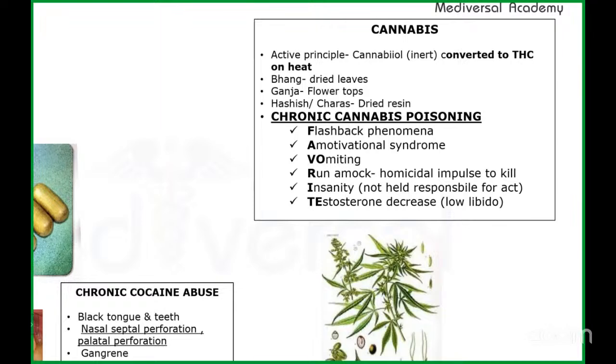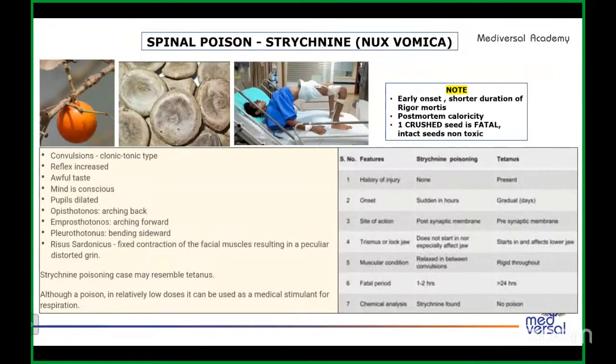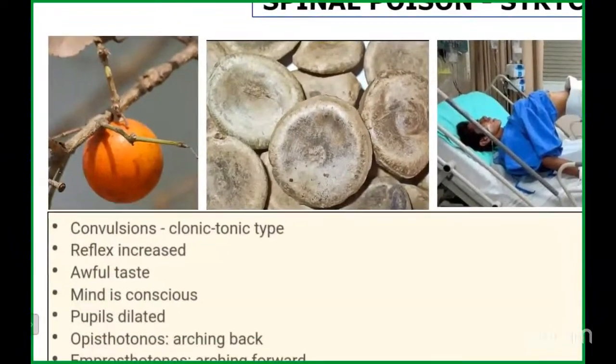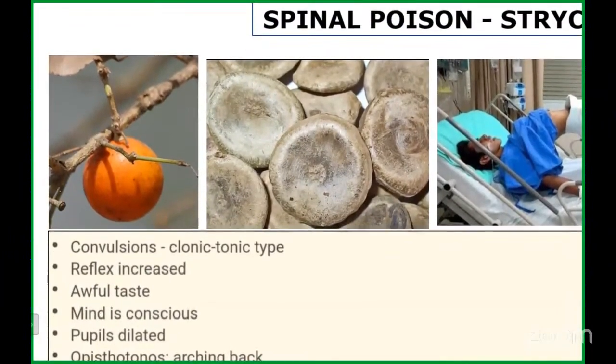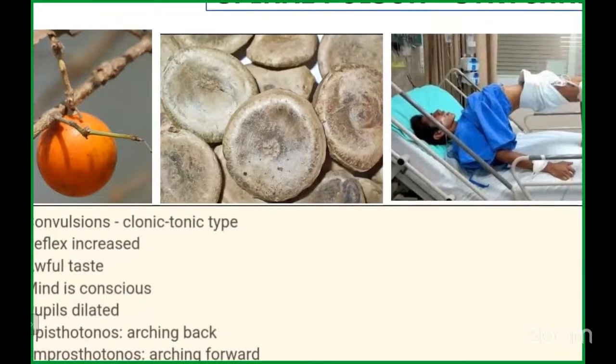Coming to spinal poison now, which is strychnine or nux vomica. These are the seeds. The seeds have been repeatedly asked. This is the fruit. The fruit has not yet been asked, but if it is ever asked, I would want you to remember me and mark this. These seeds are typically called kuchla. You can see it's a plano-convex form of seeds.